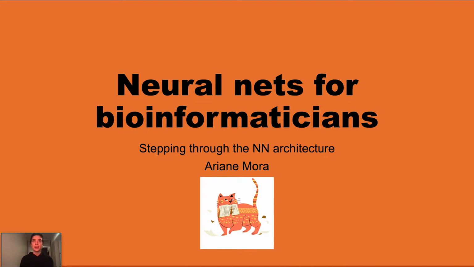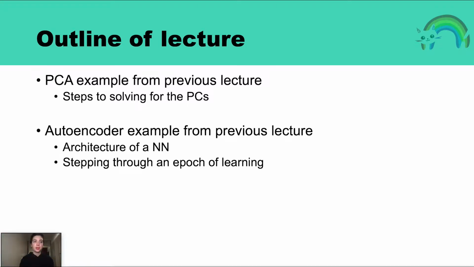Hey, so we'll begin going through the second lecture in the series, which is neural networks for mathematicians, and we'll be stepping through the neural network architecture. But before we begin, the first thing we'll do is actually step through a simpler example of solving a linear transformation using PCA. So we'll walk through the steps of solving principal component analysis, and then we'll move on to looking at the same data set, however solving for a lower dimensionality space using an autoencoder.